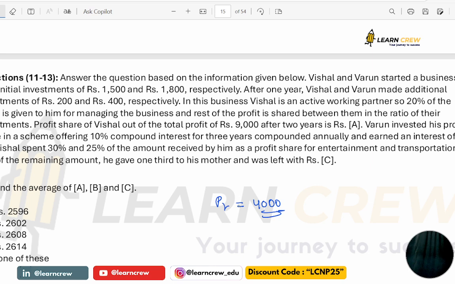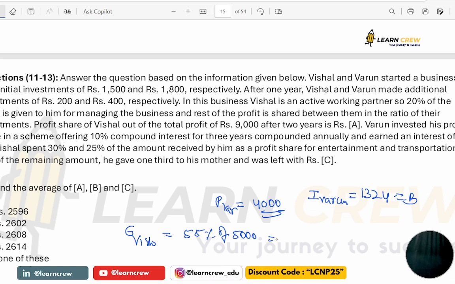So interest earned by Varun after 3 years on 4,000 at 10% interest would be 1324. So this is the value of B. Next, amount spent by Vishal on entertainment and transmission is how much? 30 plus 25, 55. 55% of 5,000, which is 2750.